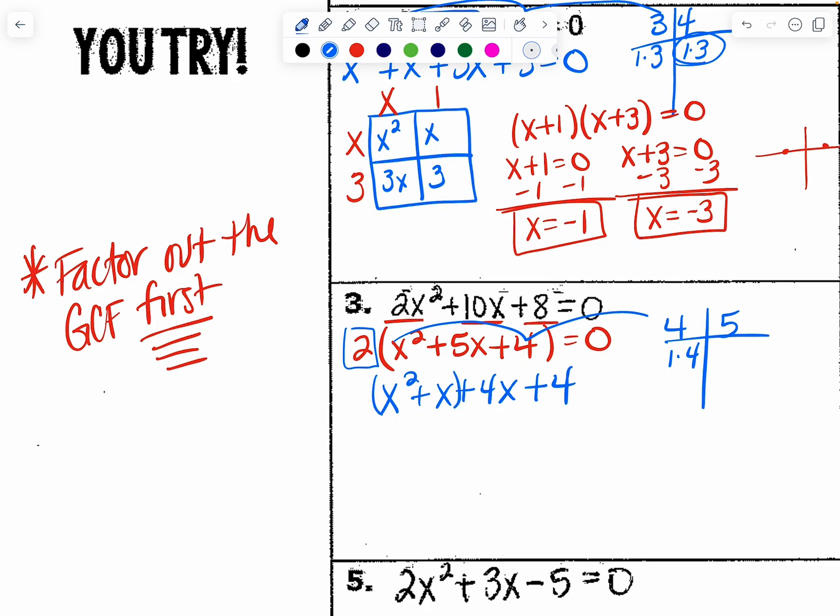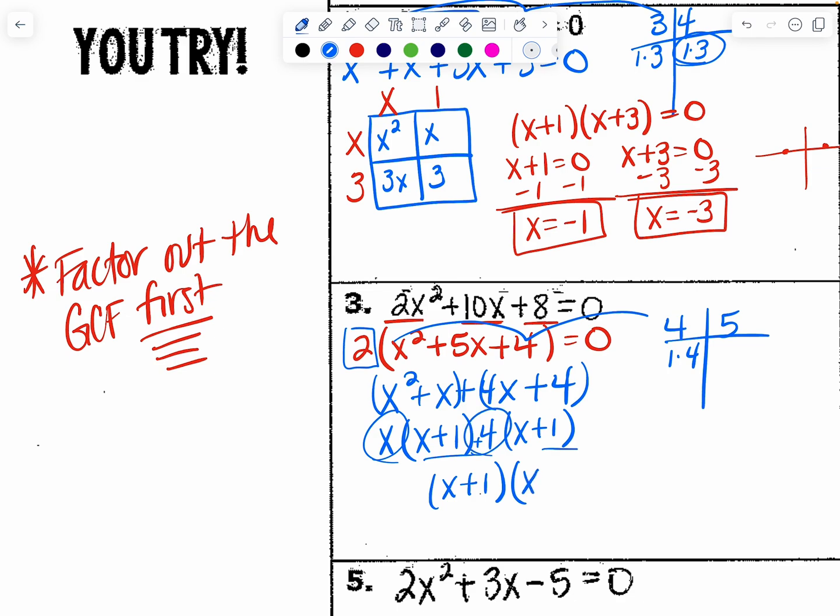I'm going to group this one. They have an x in common, so I have x plus 1. 4x plus 4, they have a 4 in common. My parentheses match, so x plus 1. Leftovers, I have x plus 4.